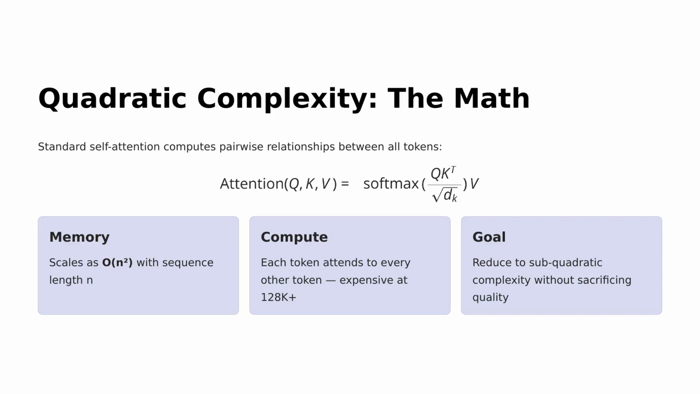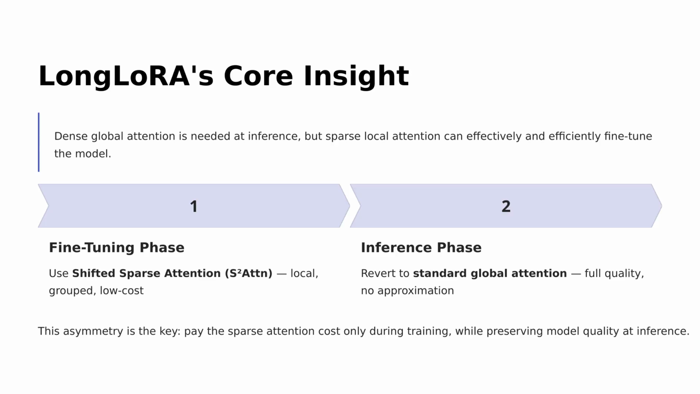In this slide, we're exploring the quadratic complexity of standard self-attention mechanisms. Essentially, these mechanisms calculate relationships between every pair of tokens, which leads to memory and compute requirements that scale as O(n²) with the sequence length. This becomes particularly challenging at scales of 128,000 tokens or more. Our goal here is to reduce this complexity to a sub-quadratic level, ensuring efficiency without compromising the quality of the model's performance.